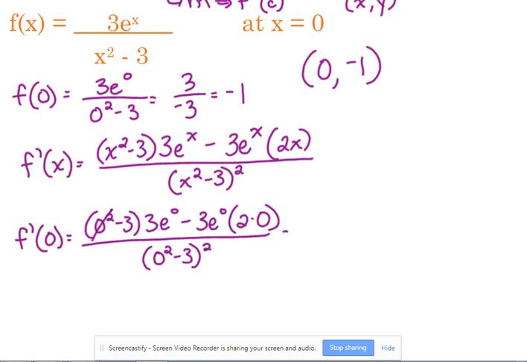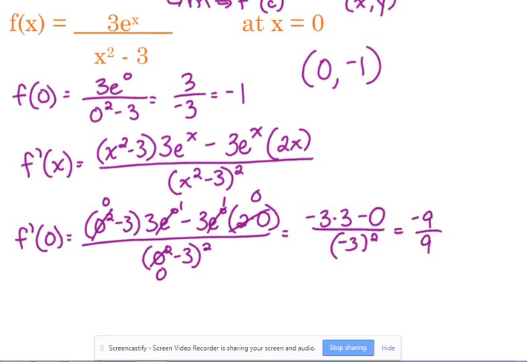So that's 1, that's 0, that's 1, that's 0, that's 0. So we've got negative 3 times 3 minus 3 times 1 times 0, that's 0, over negative 3 squared. So we've got negative 9 over positive 9, which is negative 1.